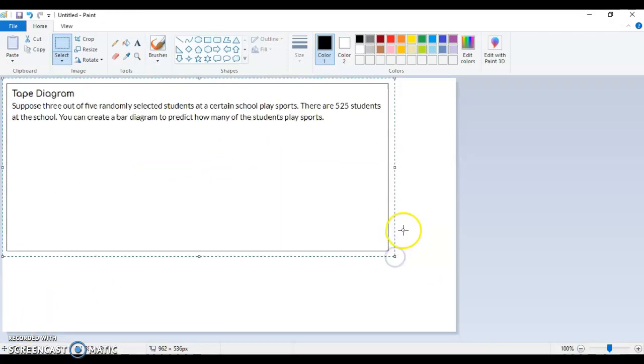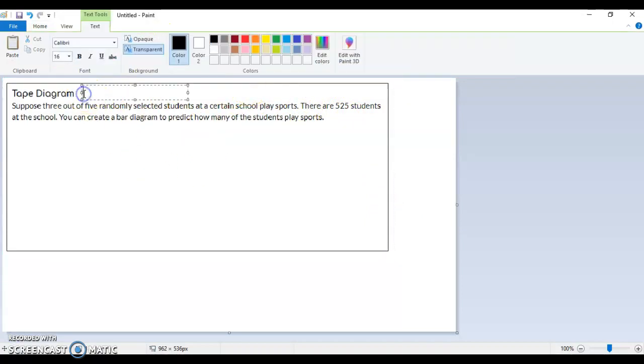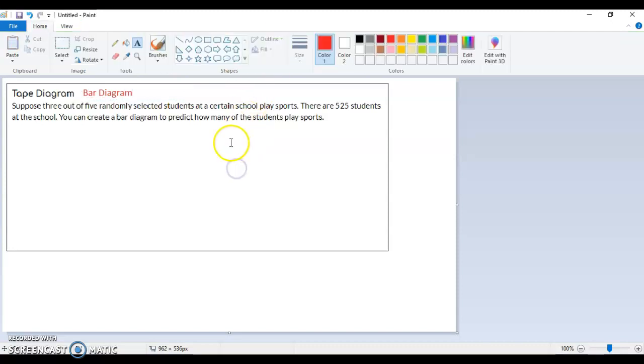Then you're going to go ahead and flip the page in your notes, because I want to start with tape diagrams. You are also going to see it called bar diagrams. They both mean the same thing. So let's go ahead and read the story just like always.